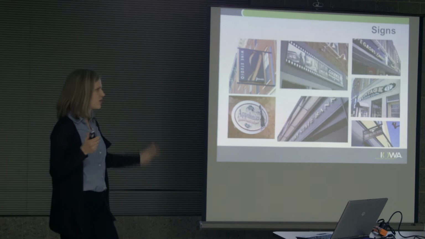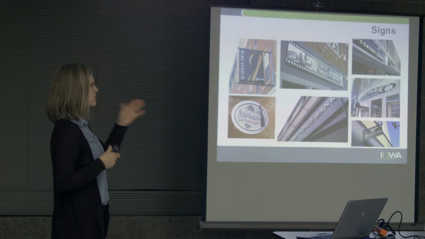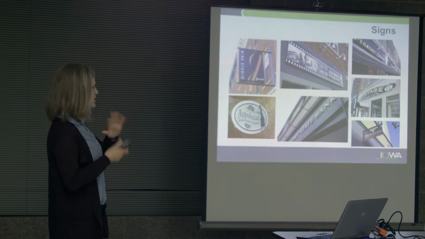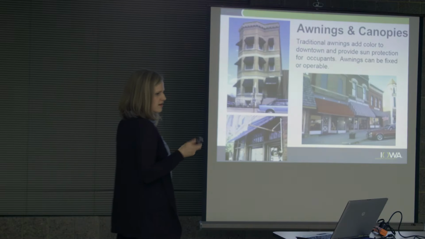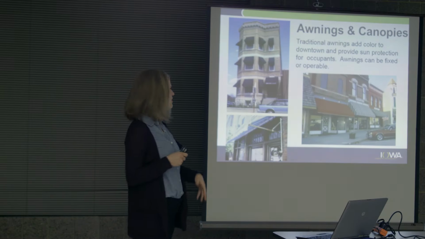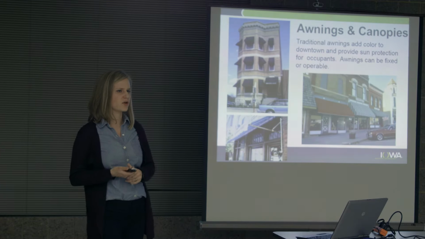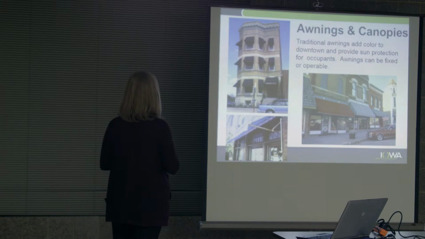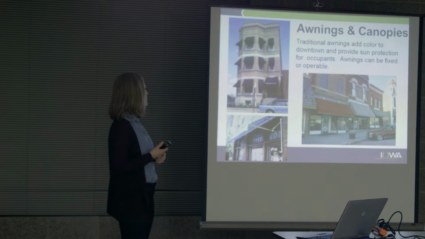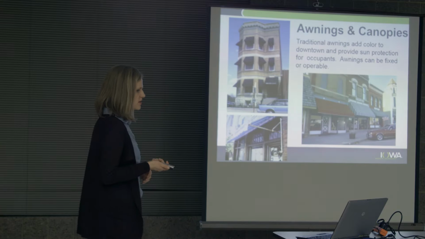We can do a whole hour-long workshop on signs, but there's a ton of examples of signs that you can see, whether they're flush mount signs, whether they stick out. You can have a lot of fun with those. And then awnings and canopies, as Tim mentioned, historically were operable to provide for sun or shade. You can do either now, but they can provide a lot of color to downtown as well as being useful, especially if you have sun issues.